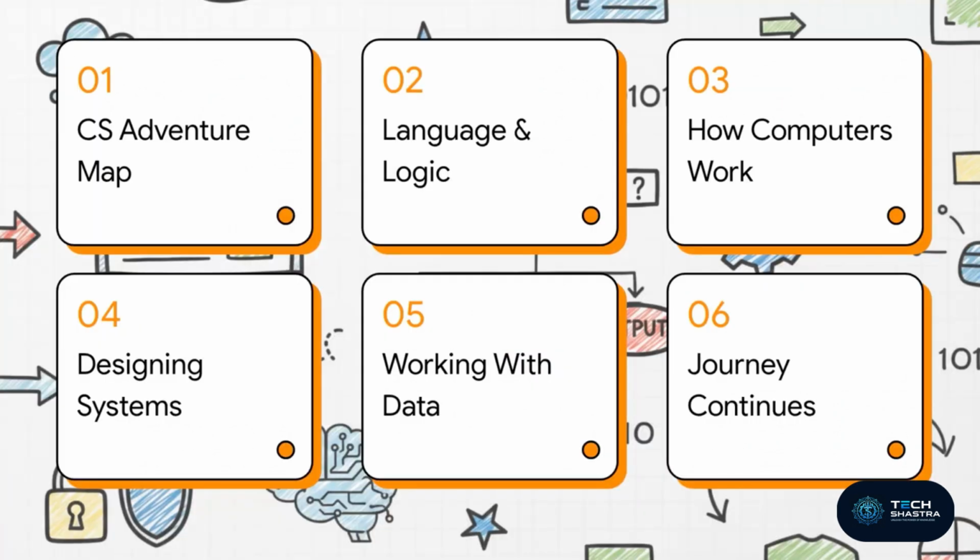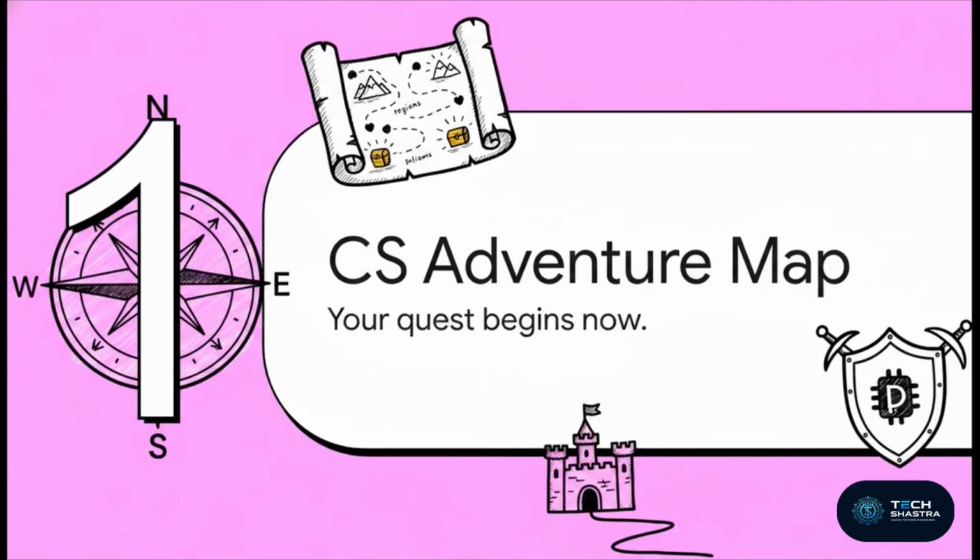So let's jump in. Here's what our adventure looks like. First, we'll get our bearings with the adventure map. Then we'll pack our core toolkit, the language and logic. After that, we'll pop the hood and see how computers actually tick. Then we'll get into designing huge systems, working with data, and finally talk about where you go from here. So first up, your CS adventure map.